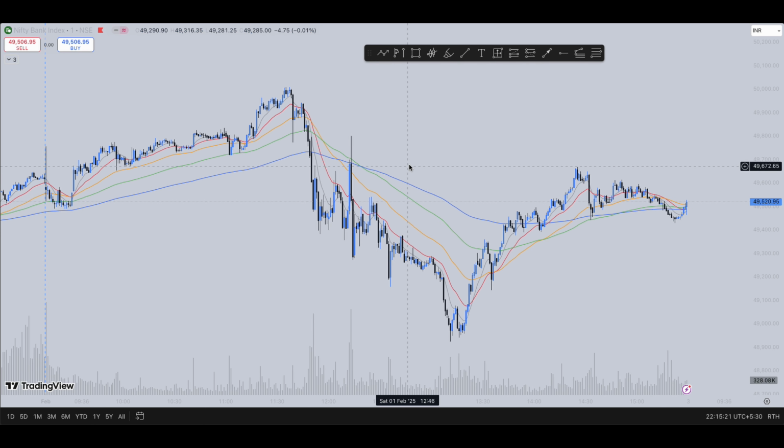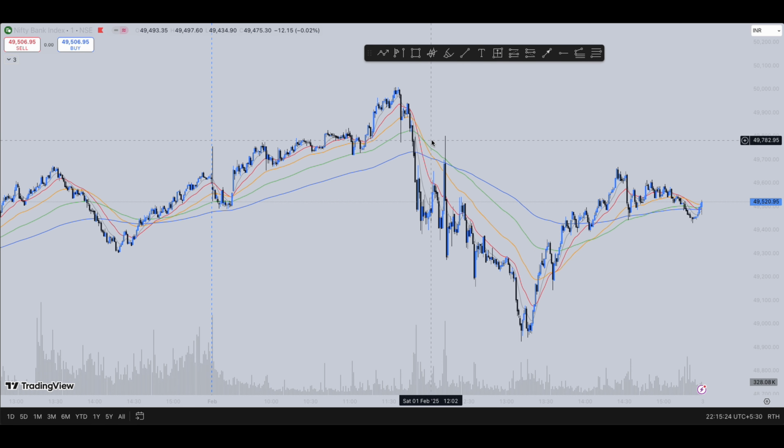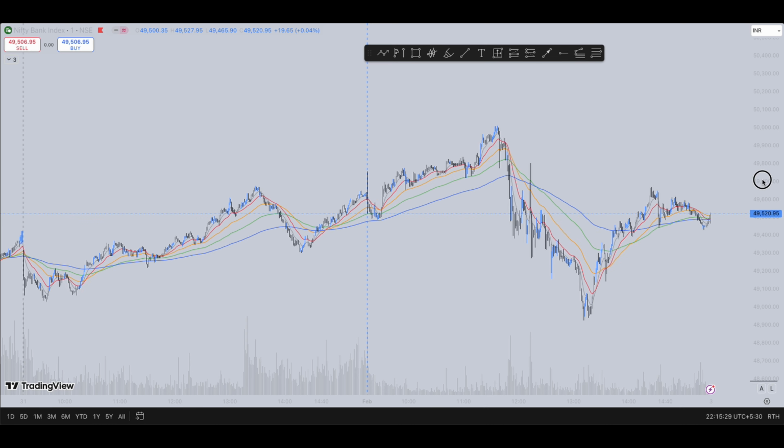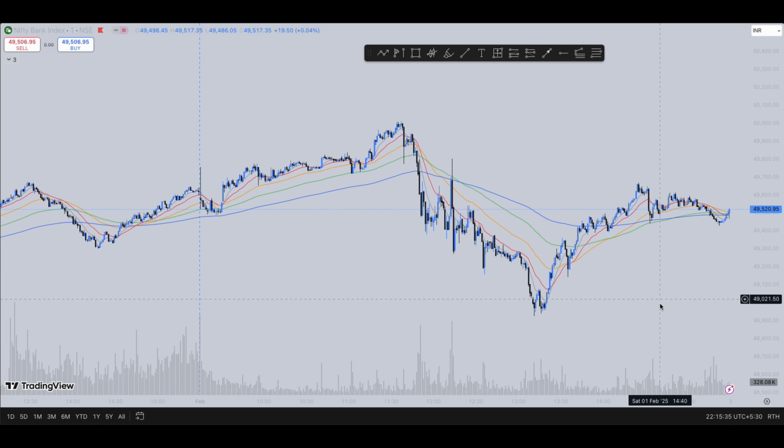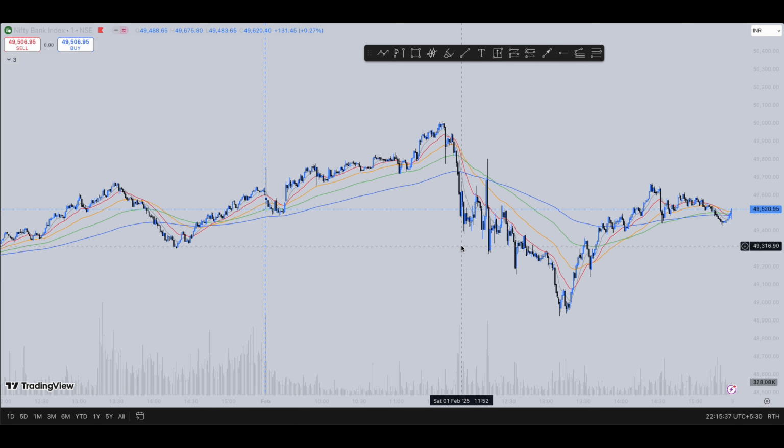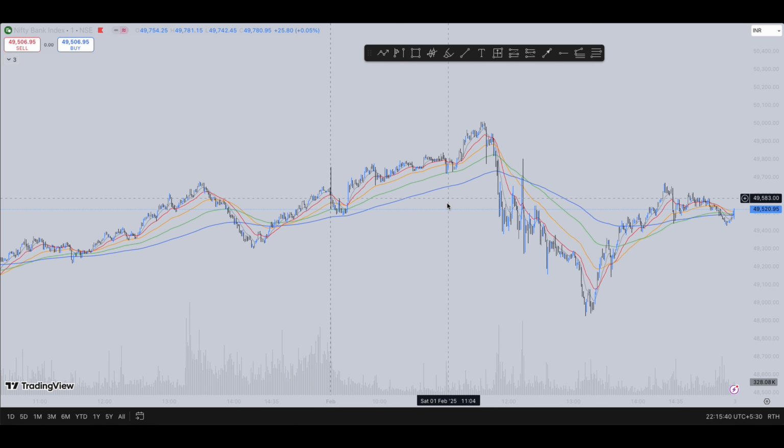Let's look at Nifty 50 as well as Bank Nifty trade analysis. First, coming to Bank Nifty, you can see clearly as today is Saturday and today is budget day as well.